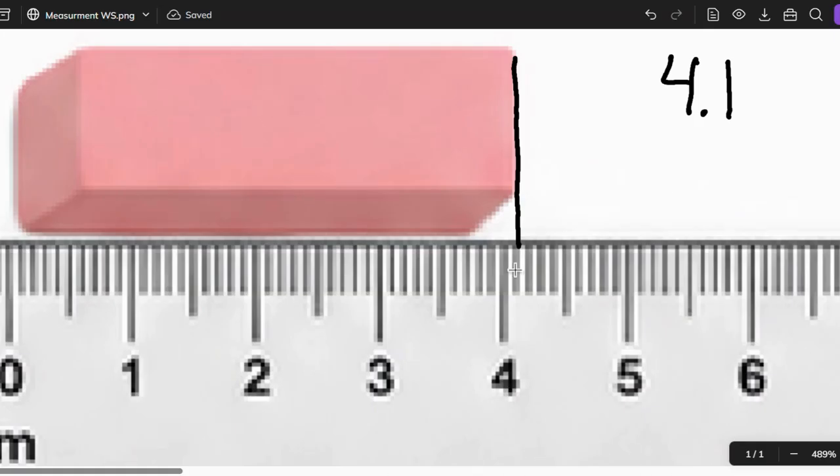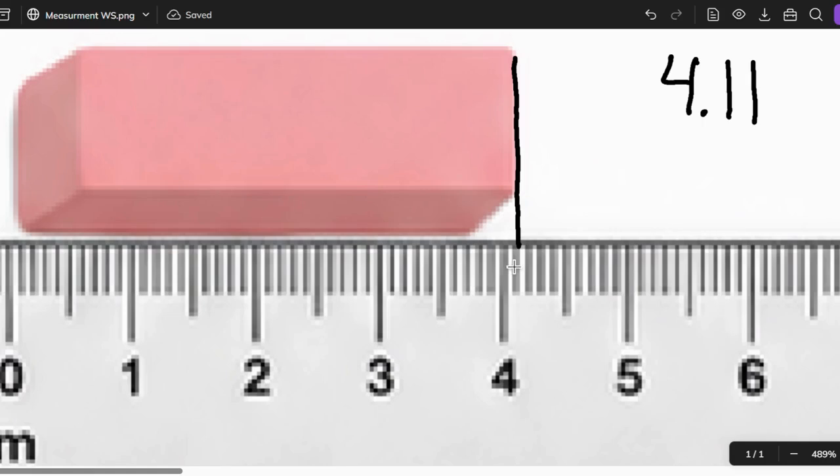So I'm going to call this 4.11 because it is just a little bit past that 4.1. It's not in the middle between 4.1 and 4.2, it's just a little bit past the 4.1. Now, if you were to say 4.12, or if you were to say 4.10, that would be fine because, again, that is an estimated digit. On the other side, if you were to say 4.2 something, that would be wrong, because that is not an estimated digit, since it is marked.